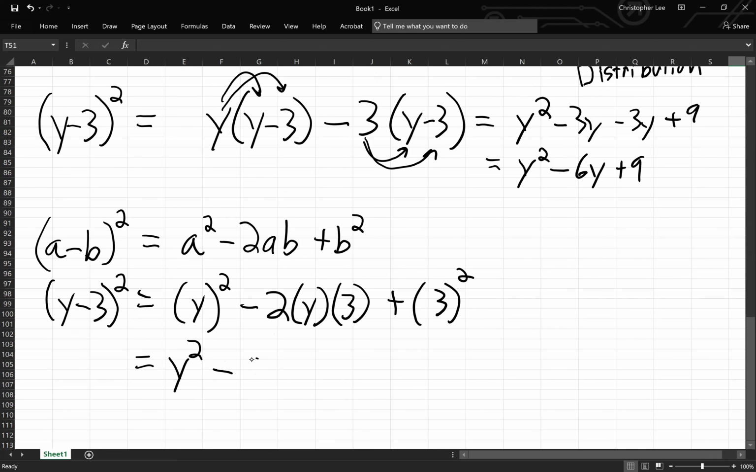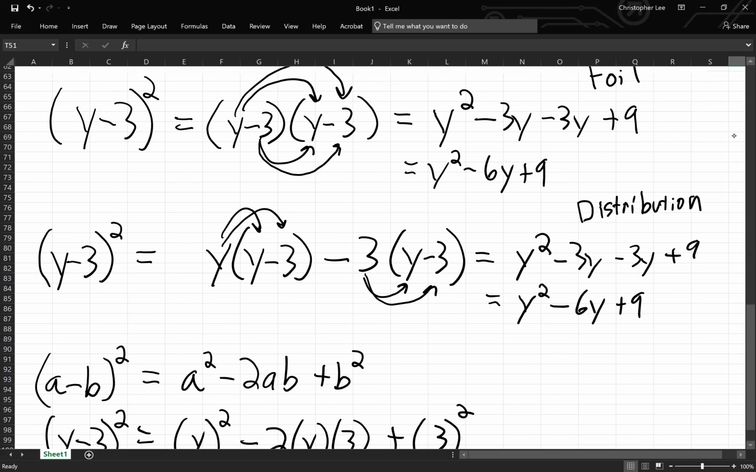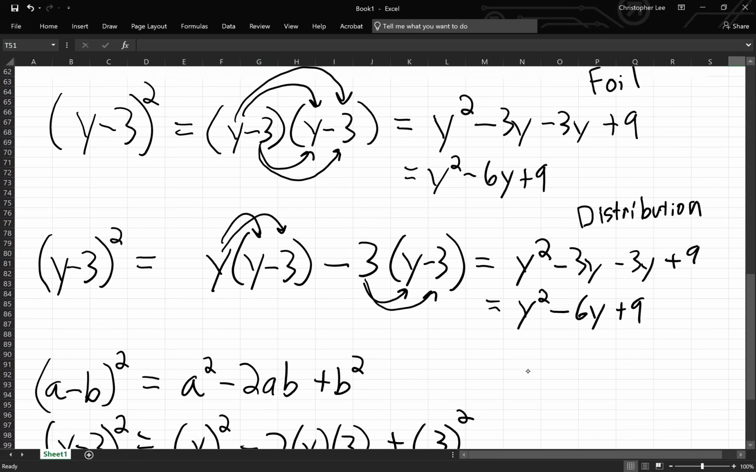6, right? So this is just 6y. And then plus 3 squared is 9, right? So your choice of how you want to do this. But just know that this is very special. This is whenever you have the situation of something minus something squared, and so it's being multiplied by itself. It only works in that scenario. But when I have two different parentheses being multiplied to one another, this doesn't work. The other two methods work. All right, so that's that.